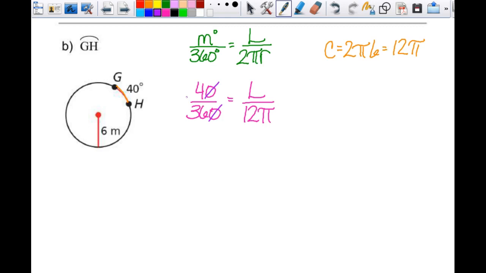So when you're cross multiplying here, unless you know for a fact everything is reduced all the way, I would suggest that when you multiply, you don't actually multiply. And I'll show you what I mean by that. So the length is equal to, and then I'm cross multiplying, right? So when I do that, I'm going to write it down like that. 12 pi times 4 over 36.